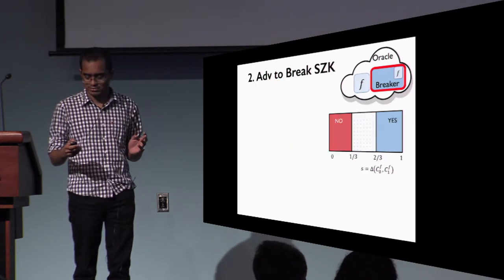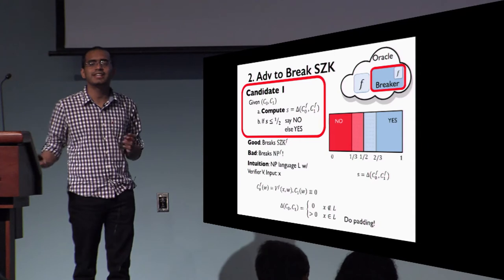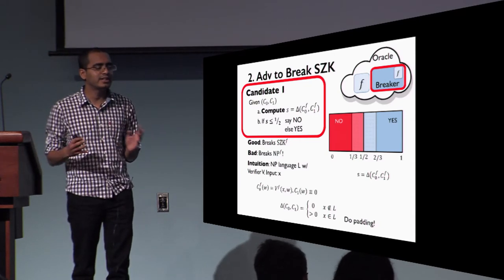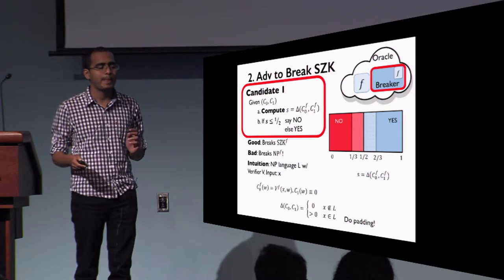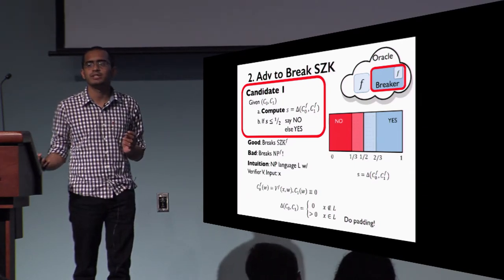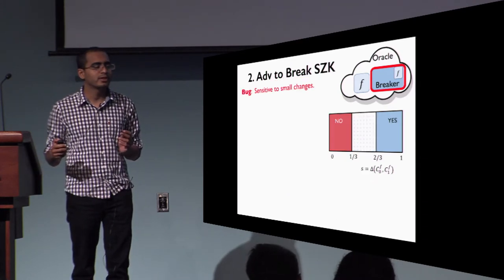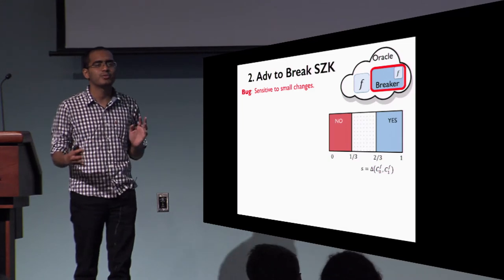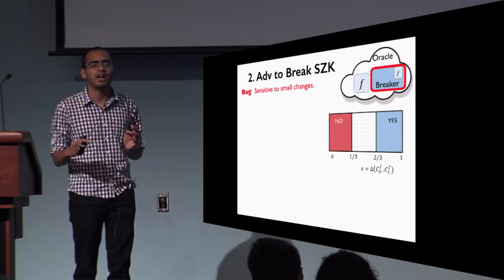We can actually detect this using padding. Come close to half and half, and then it's possible to detect it. Okay, so we need an oracle which is somewhat less powerful than this one. The issue with this oracle is that it is very sensitive to small changes, especially around half.